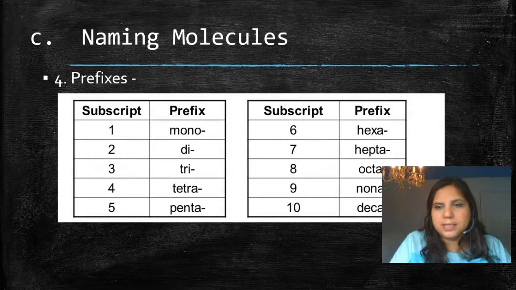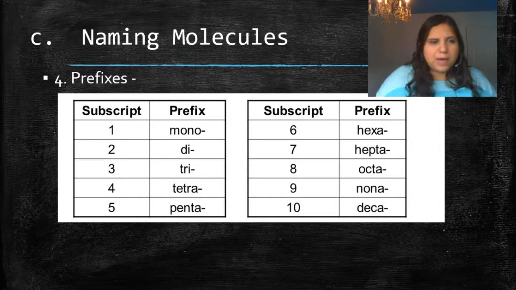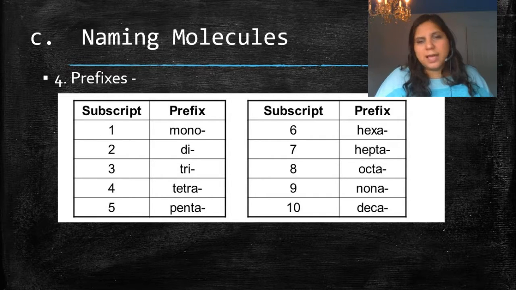Okay, here's a table of prefixes, which you will definitely need. It just tells you how many of each atom you have. So if you have 1 of the atom, it's mono. Then 2 di, 3 tri, pretty normal. 4 tetra, 5 penta. 6 is hexa.